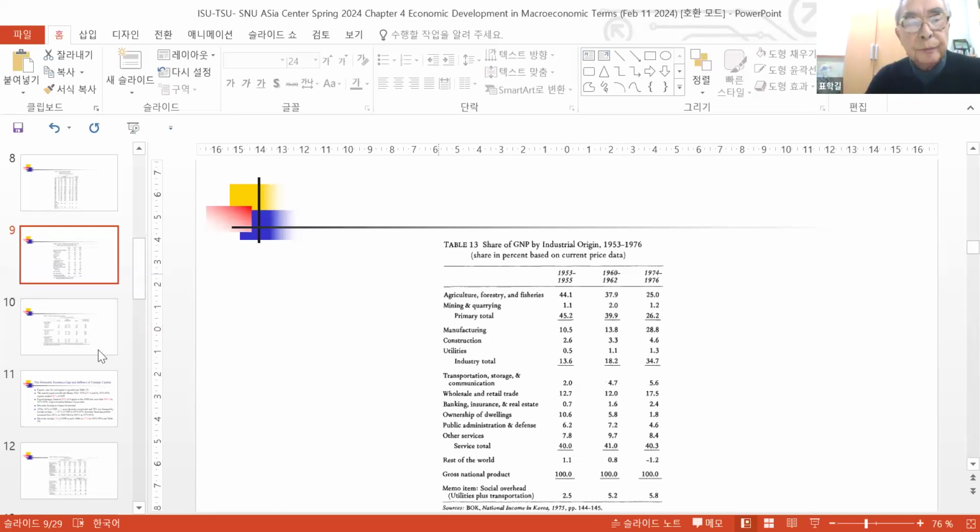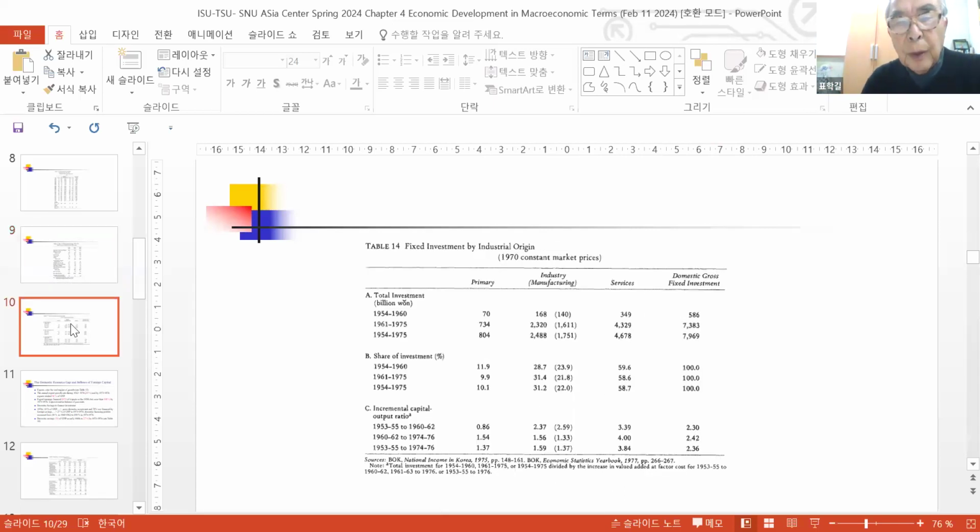construction. Fixed investment by industrial origin. You can see industry manufacturing is dominant. Other industries, fixed investment. You can see it here.